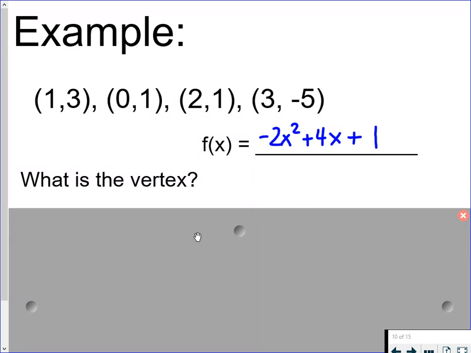Okay, so a couple different ways you can approach this. We can trace the equation on here, or go to second calc, and notice there is a maximum and minimum button. What was the shape of our graph? Did it open up or down?